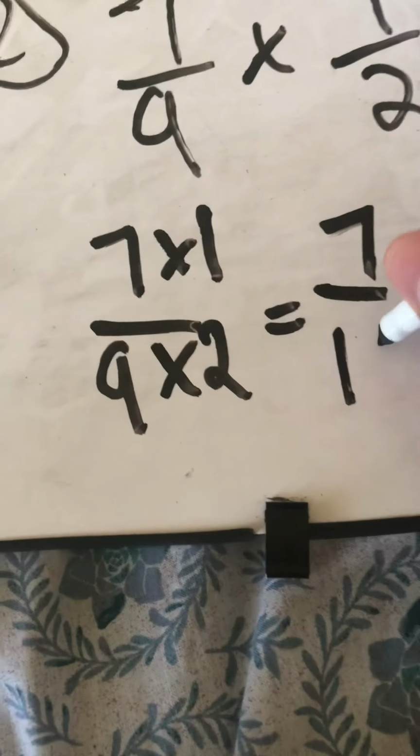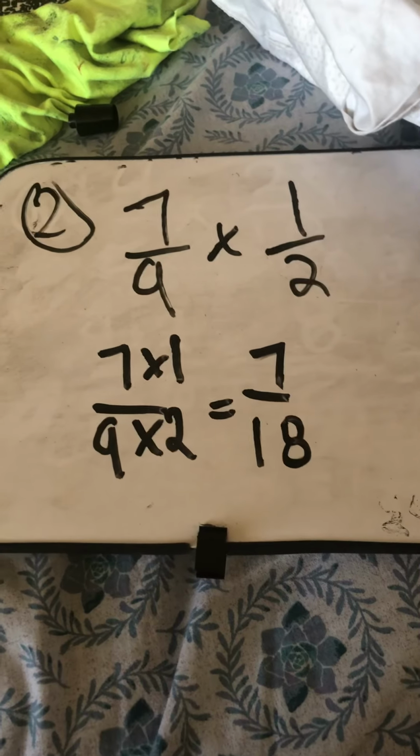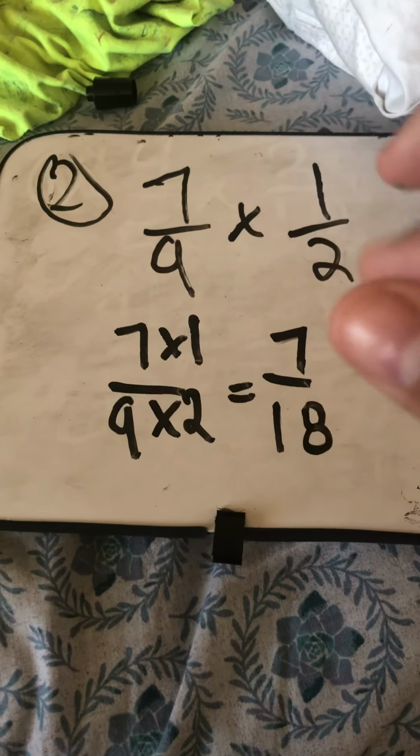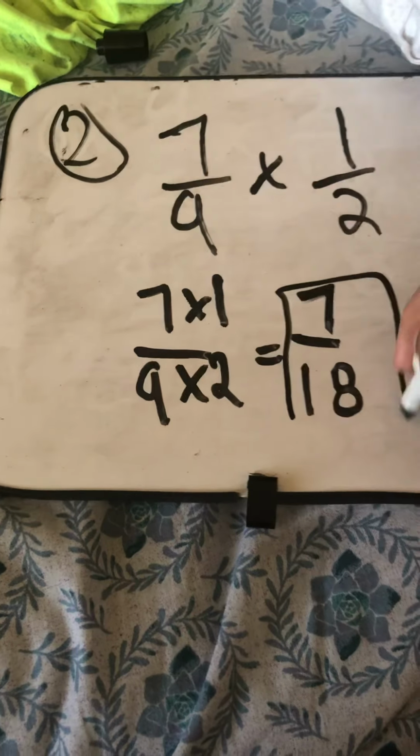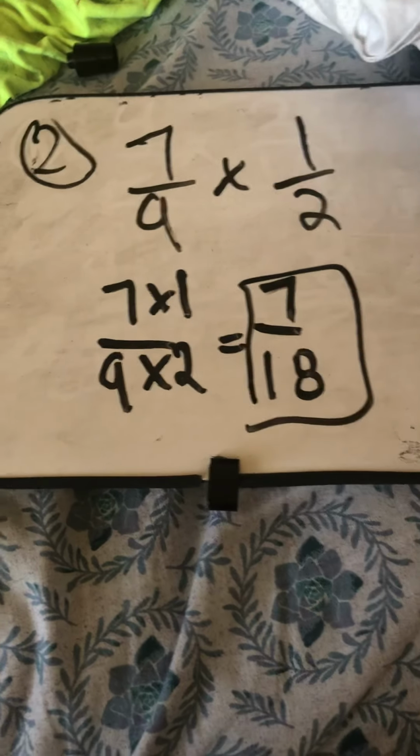So 7 over 18. Unfortunately, you cannot simplify this because there's no number that goes both into 7 and 18. So your answer, we'll leave it as that, okay?